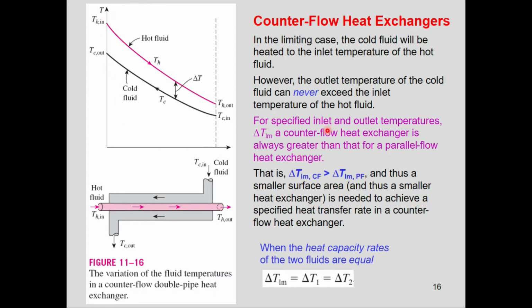For the specified inlet and outlet temperatures, the delta T Lm for the countercurrent flow heat exchanger is always greater than the parallel flow heat exchanger. So this is the expression that you need to keep in mind, that the delta T Lm for the counterflow is always greater than the log mean temperature difference in the case of parallel flow. So in this case, a smaller surface area, or a smaller heat exchanger, is needed to achieve the specified heat transfer rate in the counterflow heat exchanger.